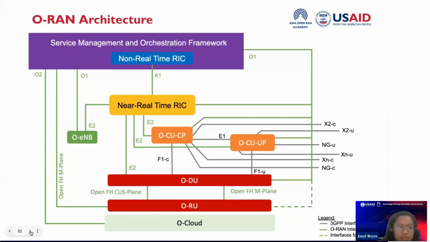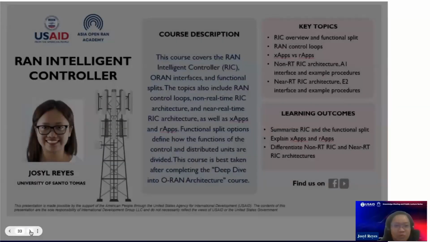So for the RAN part, that includes the near real-time RIC until the ORU. And of course, there are other RAN components, like for example, the O-eNodeB on the left side. This indicates that there is a separate node B that is also being managed or overseen by the SMO. Okay, but we'll go deeper into this once you are able to have access to the course.